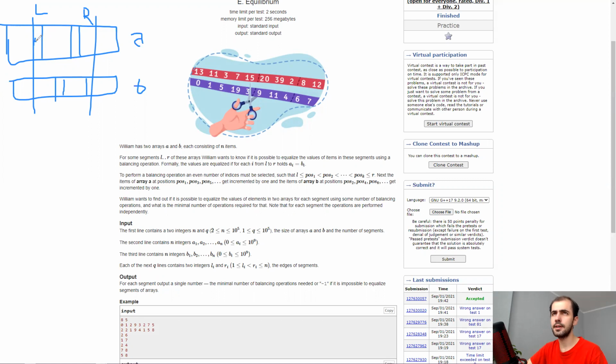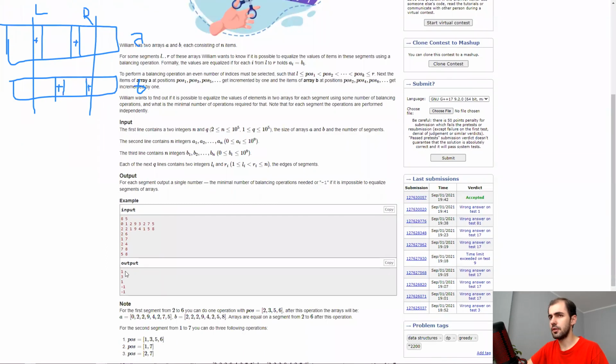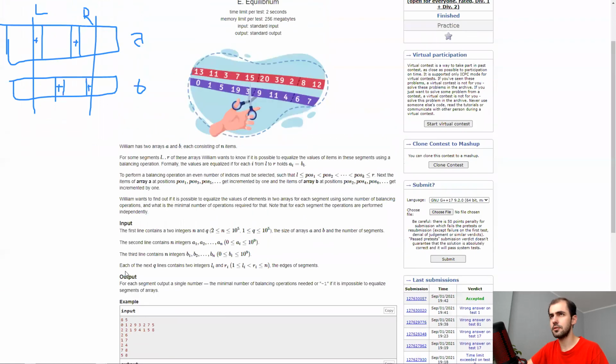And what we do is, I believe, we increment all of the odd positions in A by one, like first, third, etc. We also increment the second, fourth, etc. positions in B by one. So these get incremented. And we want to equalize these subarrays within the minimum number of operations possible, or tell that it's impossible to equalize them no matter how hard we try. There are several samples, you can look through them if you want to.